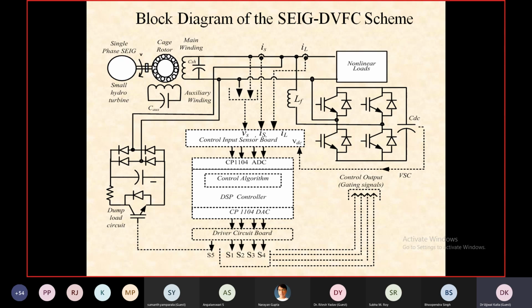So this dump load circuit is controlling the system frequency and maintaining a power balance in the system. And system frequency is working as a feedback variable. In this DSP controller, there are four input variables: source voltage, source current, load current, and DC bus capacitor voltage, DC bus voltage. This controller requires the information about all these four variables in each sampling time.